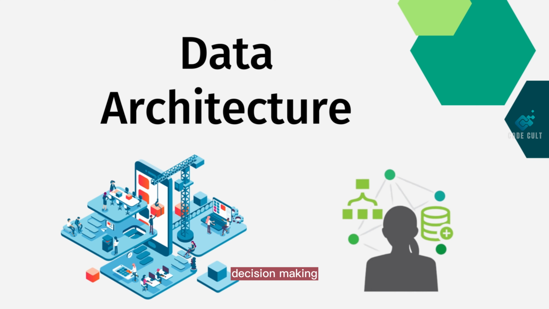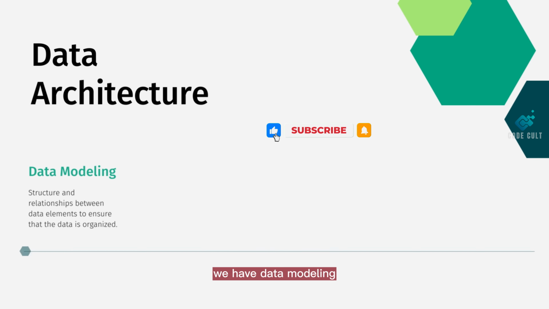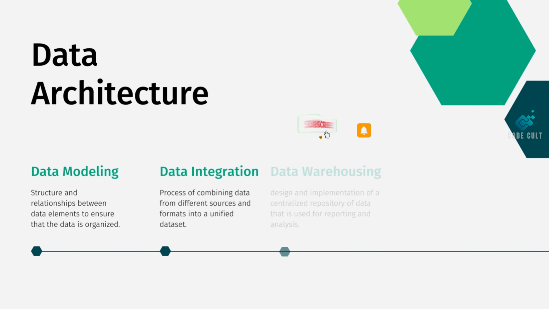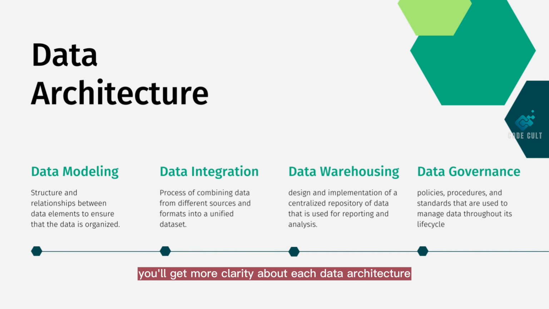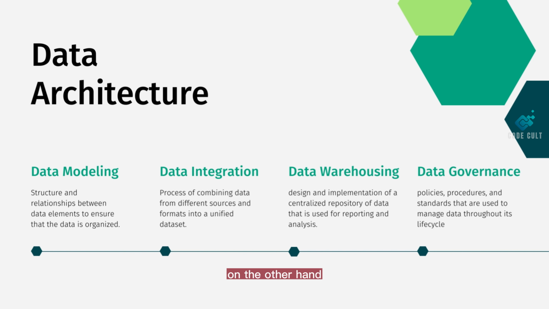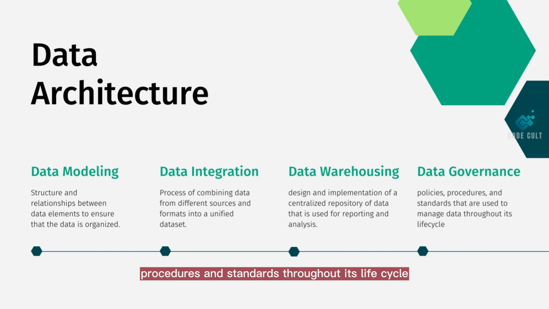for strategic decision-making. In data architecture, we have data modeling, data integration, data warehousing, and data governance. As we go through some sessions in the future, you'll get more clarity about each of these. Data modeling is about ensuring data is organized. Followed by data integration, which is combining data from different sources and sets into a valid and unified data set. On the other hand, data warehousing is about design and implementation for reporting and analysis, whereas data governance is all about policies, procedures, and standards throughout its life cycle.